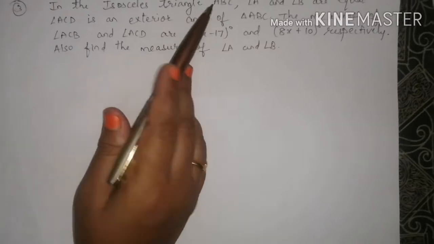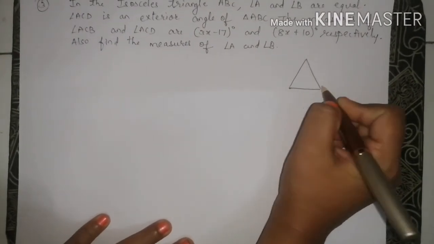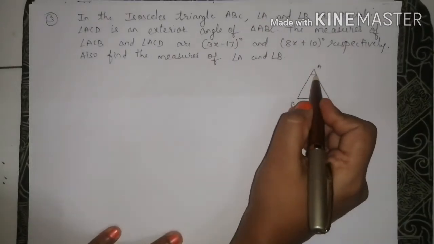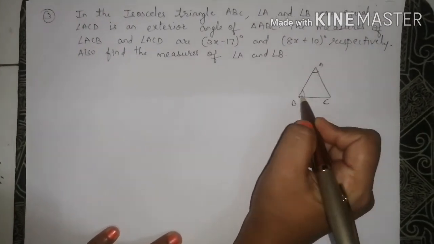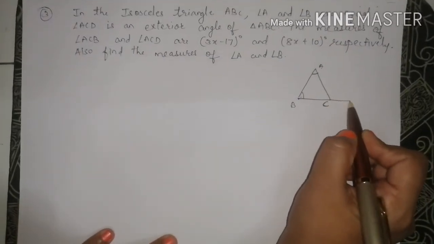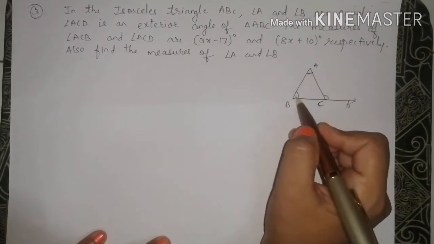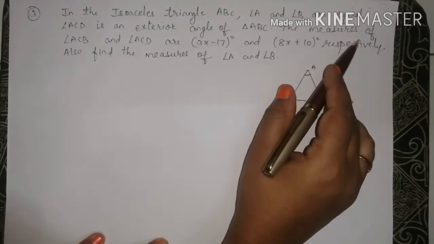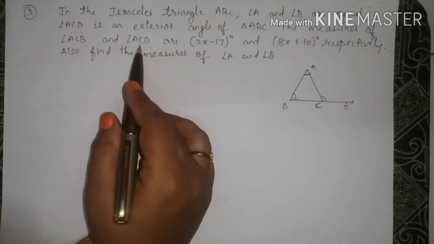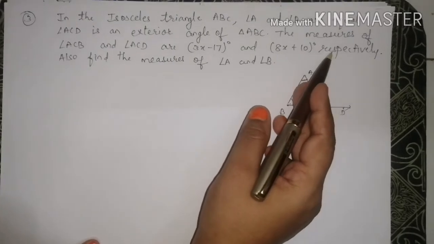In the isosceles triangle ABC, children will draw the figure here, it is not given. This is one isosceles triangle. Its name is ABC. A and B are equal. They are saying these two angles are of equal measure. ACD is an exterior angle of the triangle. So I have to extend from this C, because they are saying ACD is an exterior angle of this isosceles triangle. And some measures they are giving us. The measures of angle ACB and ACD are 3x minus 17 degree and 8x plus 10 degree respectively.